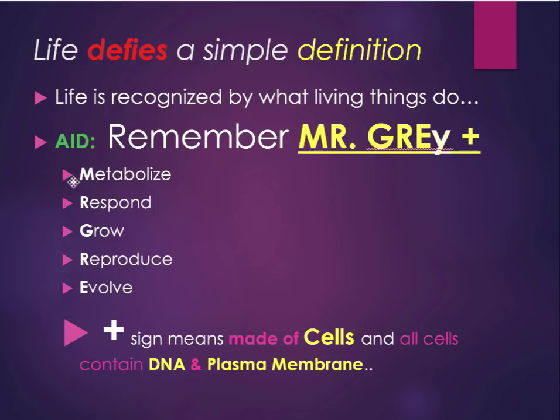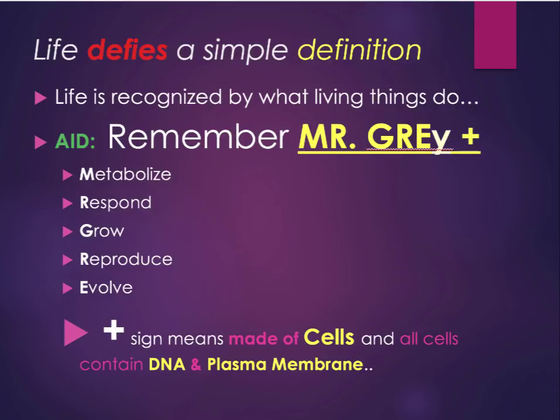The M in Mr. Gray tells us that all living things metabolize. The R tells us that all living things respond. The G shows us that all living things grow, either in size or in number. The R, the second R, is to convey the meaning of reproduction. All living things have to reproduce. And finally, the E in Mr. Gray is to tell us that evolution is a very important component of biology. Therefore, all living things, in terms of populations, evolve.